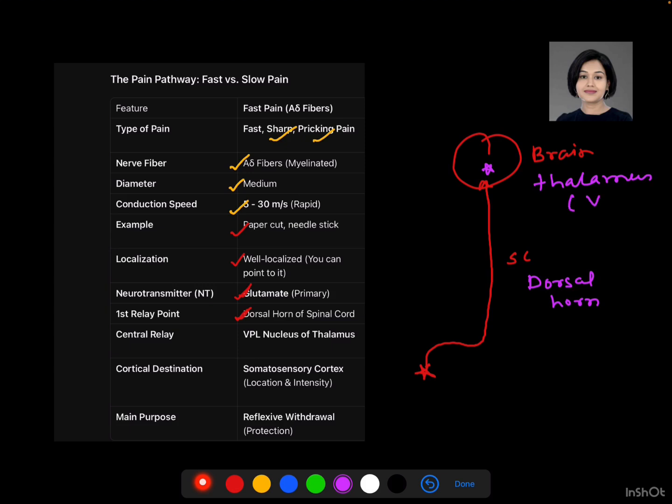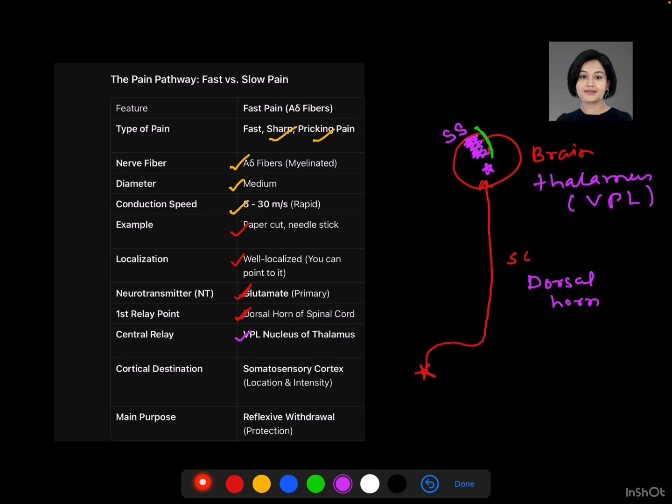And which part of the thalamus? VPL nucleus, the ventroposterolateral nucleus of the thalamus. So these two points we must know. What is the cortical destination? Means in the brain where this pain is perceived. The somatosensory area. We know that there is a motor area and a somatosensory area. If you divide the brain into two parts, the anterior part is the somatosensory area and the posterior part is the motor area. In the somatosensory area, this fast pain will be perceived.